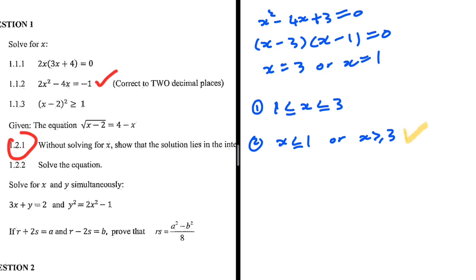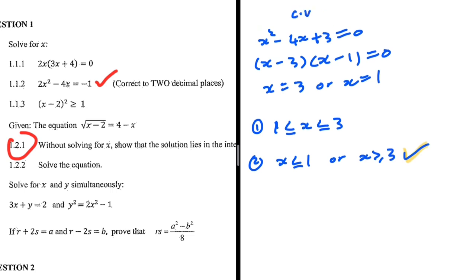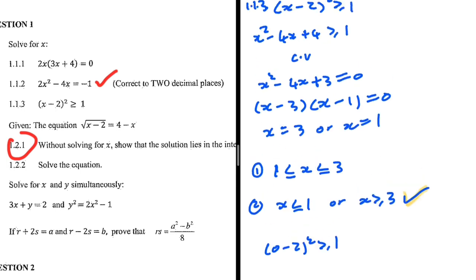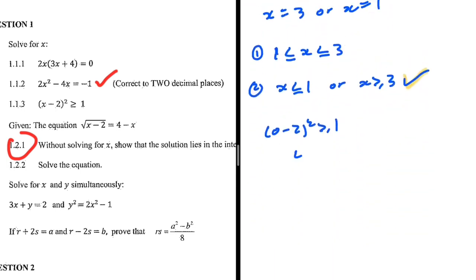But let's just go ahead and test it out for the sake of clarity. Well, we're saying that x is less than 1 or x is greater than 3. Let's take a number less than 1. A number less than 1 is 0. So take a look at this. We're going to have 0 minus 2 squared being greater or equal to 1. Obviously, 4 is greater or equal to 1. Our inequality is satisfied.